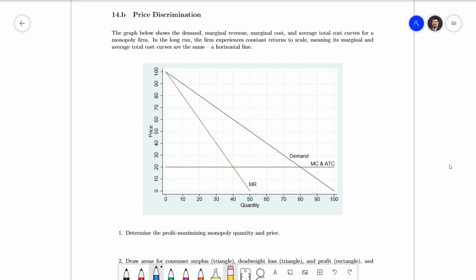First thing we're going to do is determine the profit maximizing quantity and price. For the quantity, we want to see what is the quantity where marginal revenue equals marginal cost. That happens right here at 40. To figure out the price, we see the corresponding price to that quantity of 40 along our demand curve, which is 60. So we have QM is 40, PM is 60.